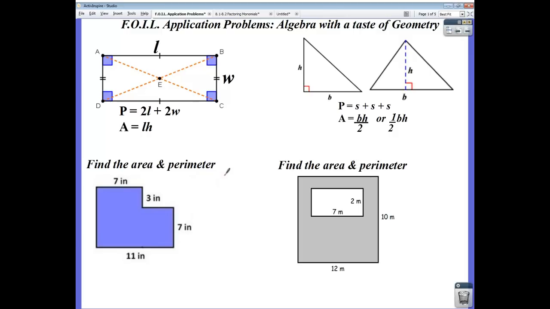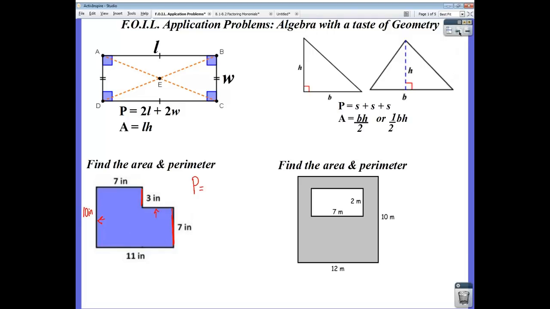It says find the area and the perimeter. Let's find the perimeter first. This is called a complex shape, or some people call it a composite figure. If we add up all the sides, we will find the perimeter. Well, I have this side, I have this side, I am missing this side right here. And then I have this side, and I'm missing this side right here. So how can I figure out these sides? It's easy to figure out this side because this is 3, this is 7, and together they represent the entire length of this side. So 3 plus 7 is 10. 10 what? 10 inches.